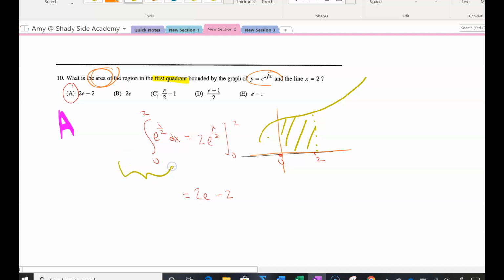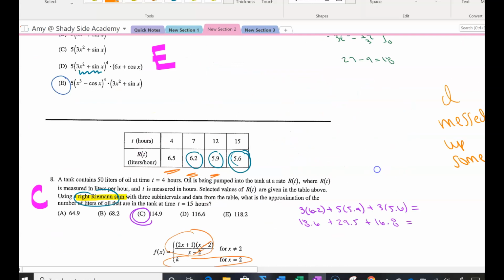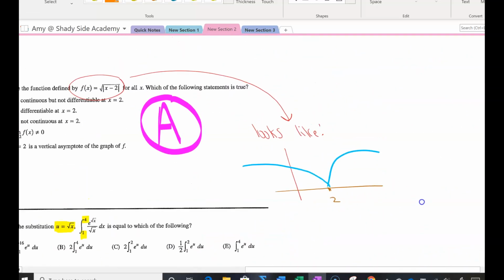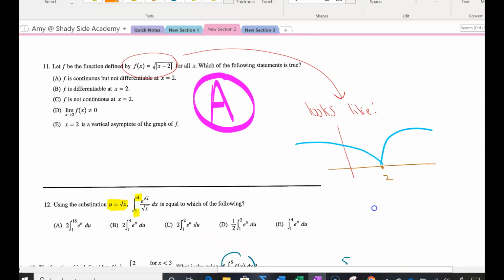This is the integral expression. Do a simple U sub. This is your area right here. Okay, number 11, where's number 11? Here we go. Number 11 is A.